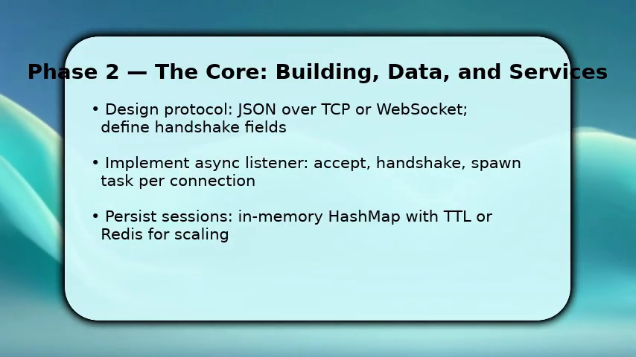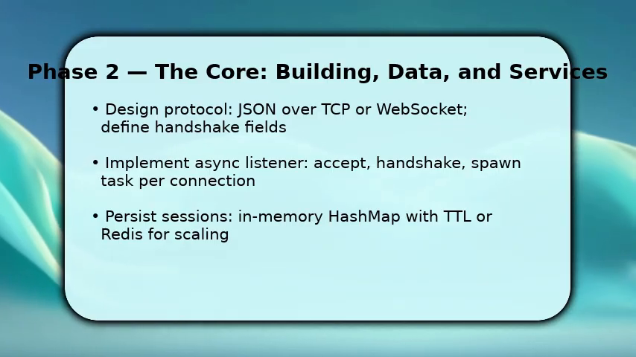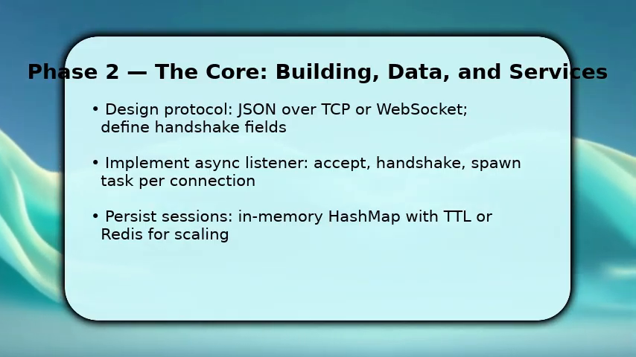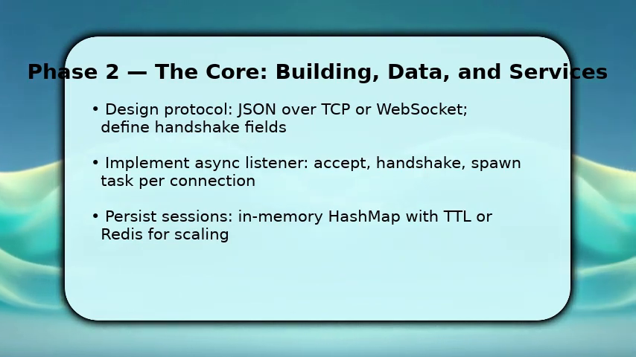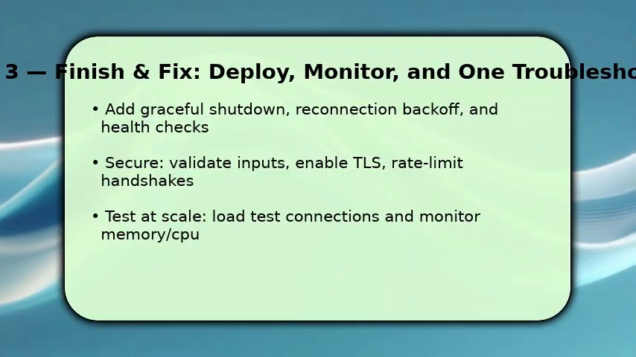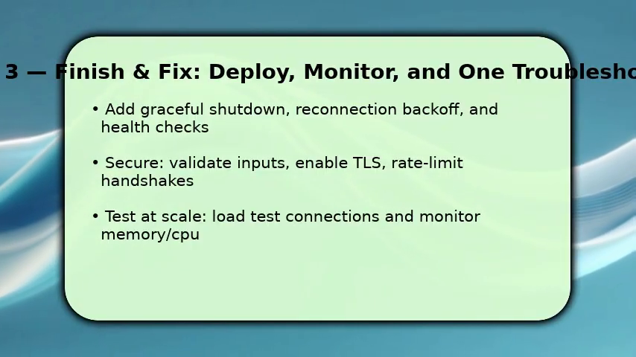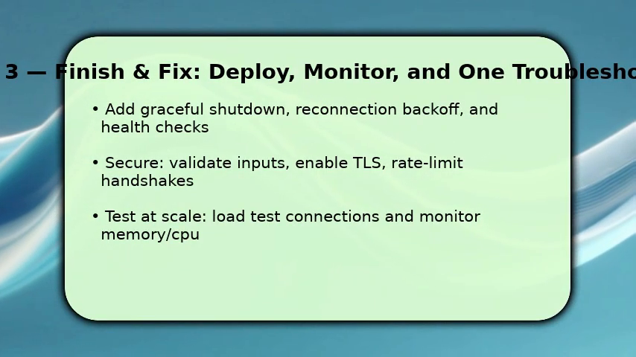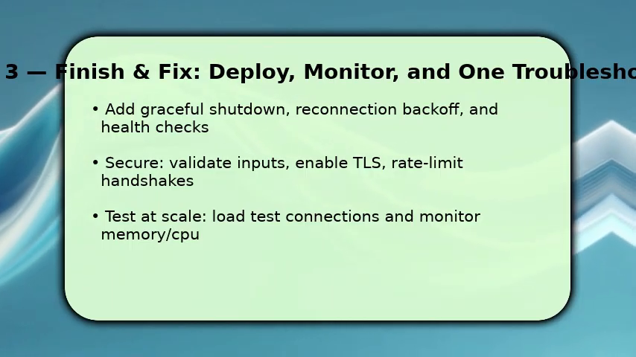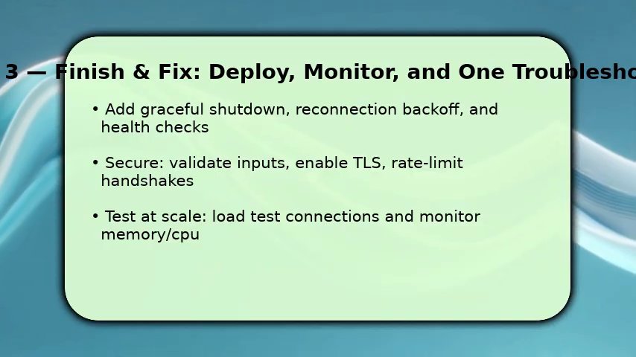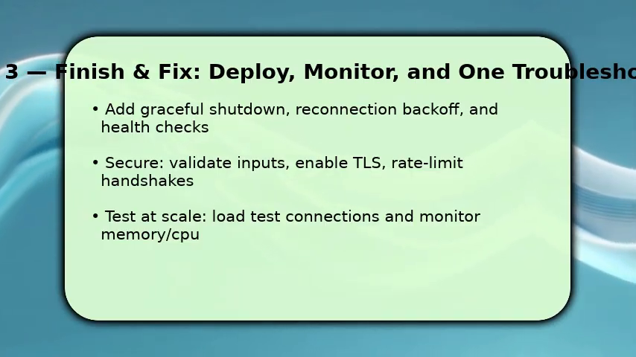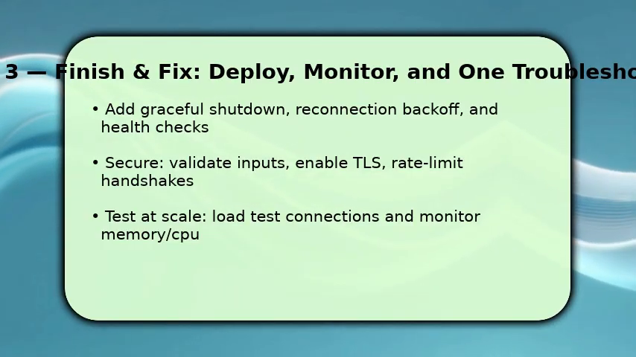Once the flow is live, add logging and metrics to observe pairing rates and latency so you can tune performance. Finish by adding graceful shutdown and reconnection backoff so pairs recover cleanly, and implement health checks for orchestration. Secure the channel with TLS and validate all handshake fields to avoid injection or weird states. Then run load tests to exercise session management and observe memory and CPU profiles.